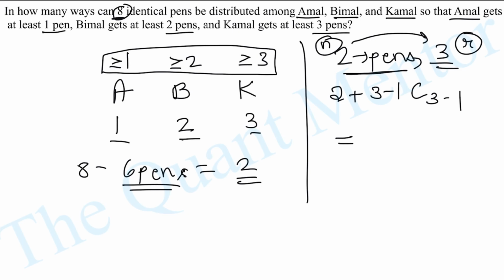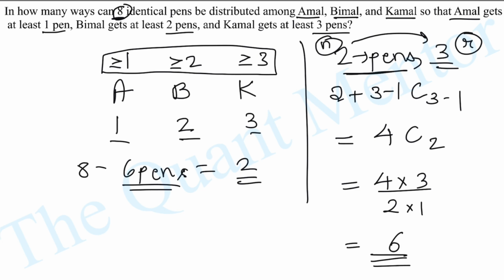Further, it will be 2 plus 3, 5 minus 1, 4 C 3 minus 1 is 2. The answer required is 4C2, which will be 4 into 3 upon 2 into 1. 4 3 is 12 upon 2. The final answer would be 6. So there are 6 ways of dividing 8 pens between A, B, K such that A gets at least 1, B gets at least 2 and K gets at least 3. The answer is 6 ways.